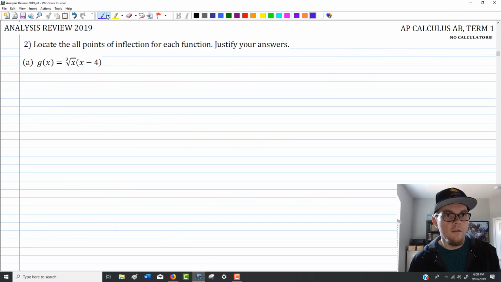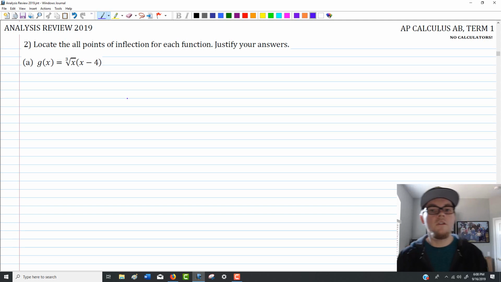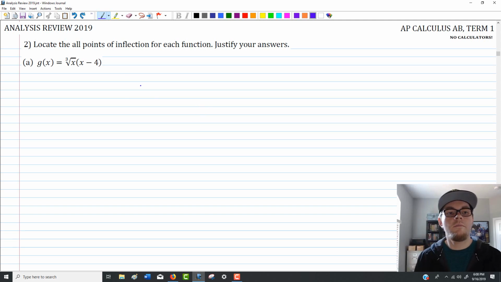Okay, before I pause and let this go to another video, let's do a couple more problems here. Let's hit number 2 for sure. On number 2, it asks us to locate all points of inflection for each function and to justify our answers. So in here, there's lots of different strategies to take.